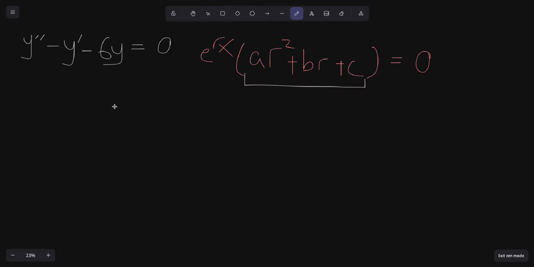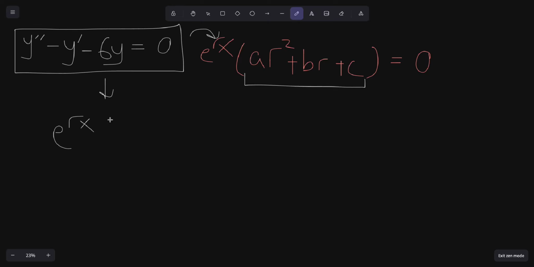Okay? So when we start out with an initial differential equation like this, we can actually convert it into this form. So what is it going to look like? This is just going to become e to the rx multiplied by, what is a? A is the coefficient here, which is 1. So 1 times r squared plus b, well, b is just the coefficient here, which is just -1, right? So it's just minus r, right? Minus r. And then plus c, well, what is c?